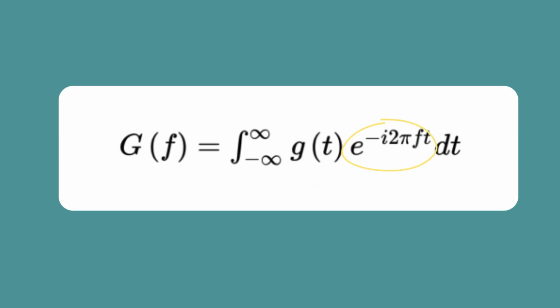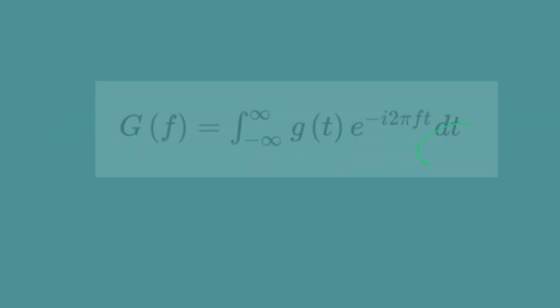e to the power of negative i 2 pi f t is a complex exponential function. Negative i represents the imaginary unit. 2 pi is one full completed cycle over the interval of time we want to know. f stands for frequency and t is time. The last part of the equation is dt. This signifies any small changes in the time.